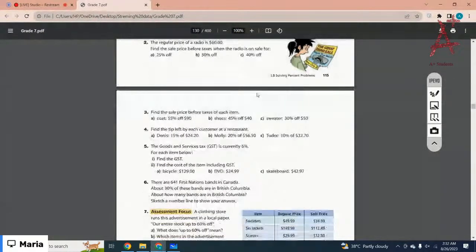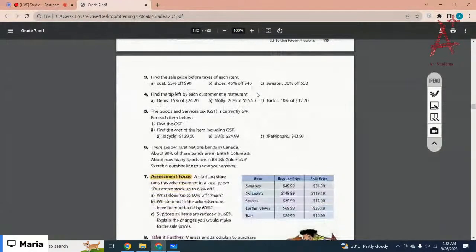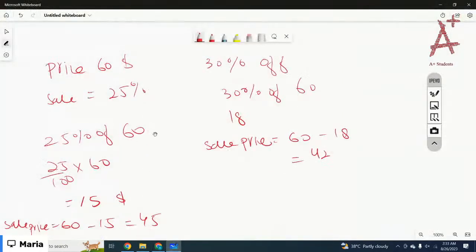Let's just start with question number 3. Find the sale price before taxes of each item. 55% off on $90, right? Let's just calculate the sale price of the coat. That is 55% off $90.